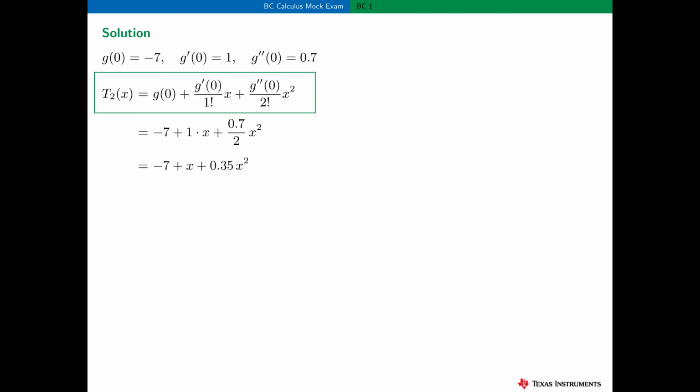So here's the general form of the Taylor series of degree 2 centered at a equals 0. Or more specifically, the Maclaurin series of degree 2. Here I'll use the values of g of 0, g prime of 0, and g double prime of 0. And although not necessary for full credit, I'll simplify just a little for this final answer.